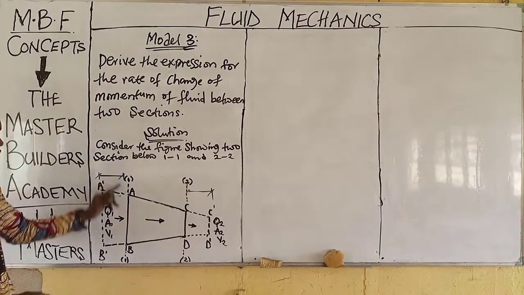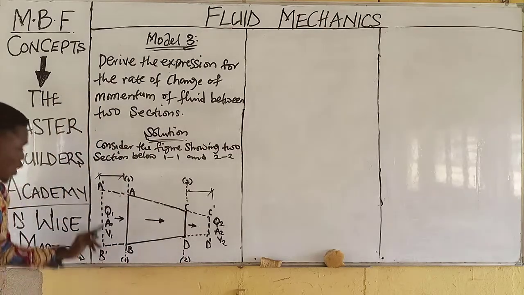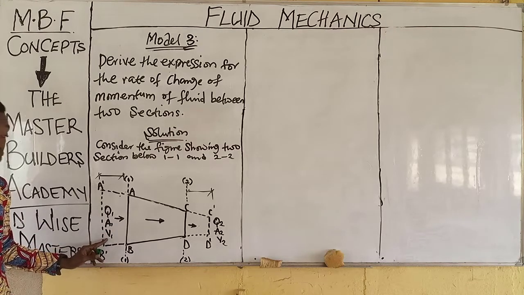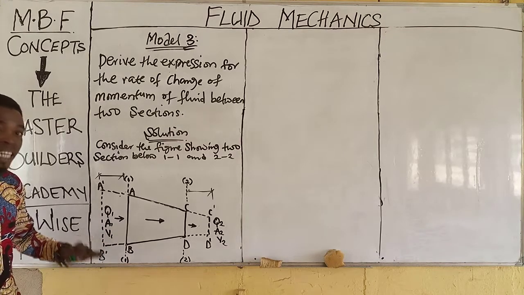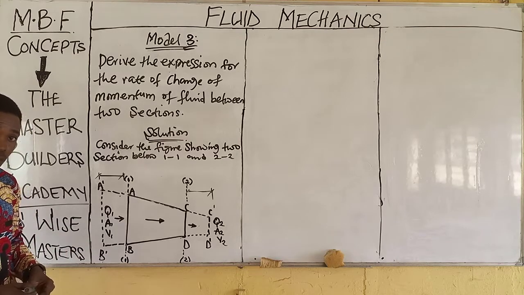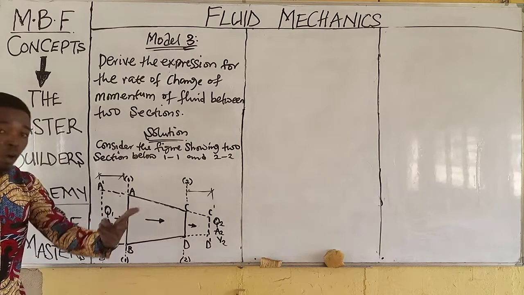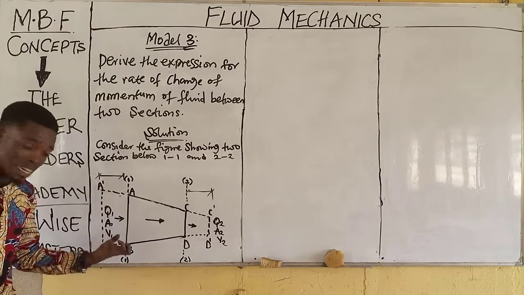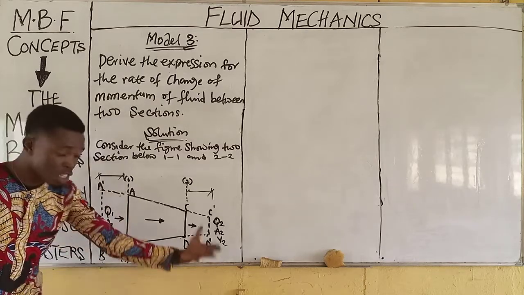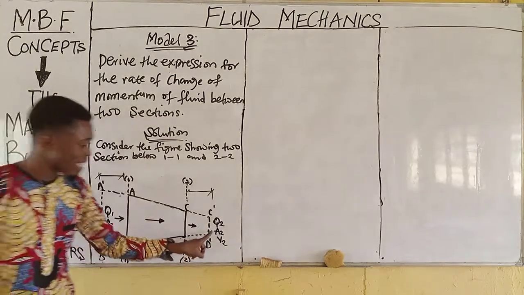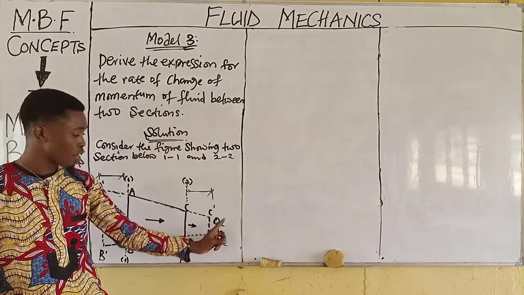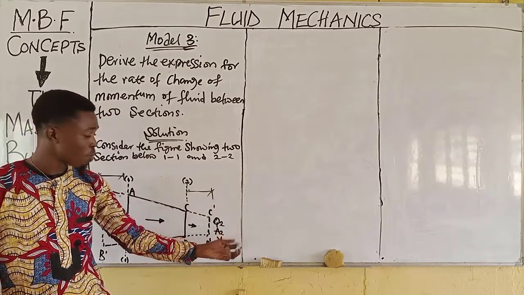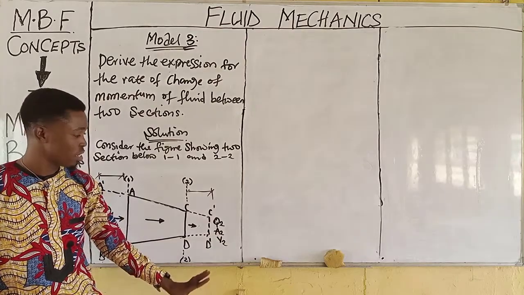Now, assuming this is the entrance where we have section 1, we have Q1, A1, and velocity V1. Because for every fluid that moves, there must be speed of flow, rate of flow. So Q is the rate of flow, A is the area of this section at the entrance, then V is the velocity of the fluid at the entrance. Then this is the exit. Then we have Q2, A2, V2, which is rate of flow, area, and velocity.